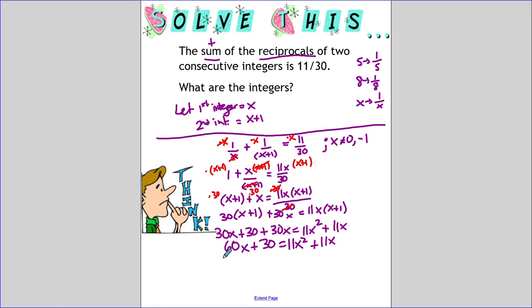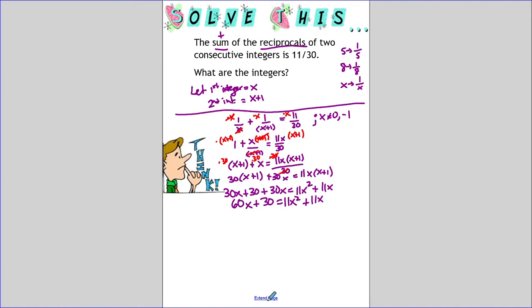Then I'm going to have to combine all my terms together because I have a squared term here. That squared term is positive on the right-hand side, so I'm going to keep it there, which means I'm going to move my 60x and my 30 over to the right-hand side so I can combine all my terms together. So 0 equals 11x squared plus 11x minus 60x minus 30. Now combine my like terms together. 11x squared, then 11x minus 60x is minus 49x, and then minus 30 left over at the end.